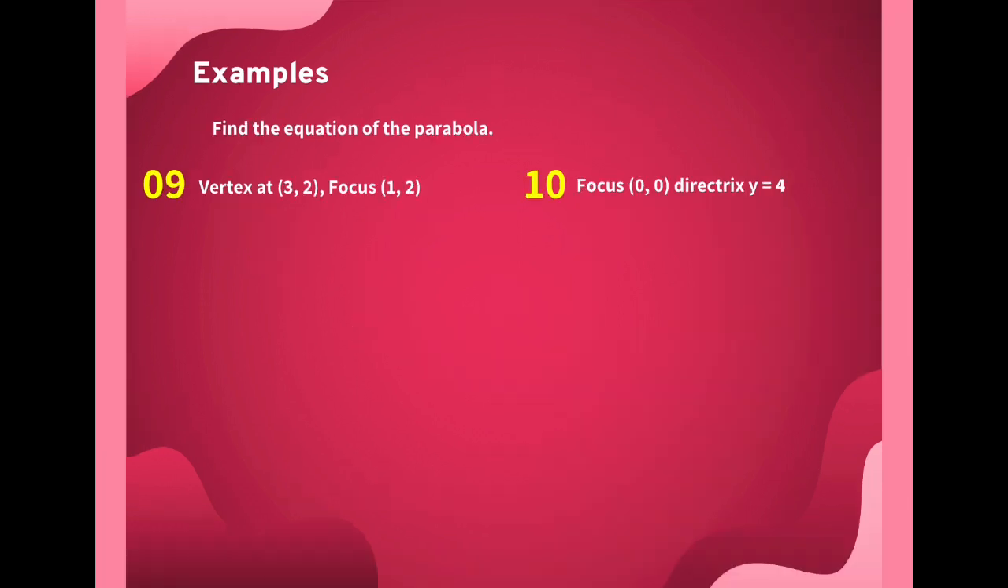All right, last set of examples. The first one says vertex at 3, 2, and focus at 1, 2. So if I plot my vertex 1, 2, 3, up 2, I know I have my h and k this time, so my equations are different. Focus at 1, 2, so vertex, focus, means this parabola points to the left because it goes around the focus.